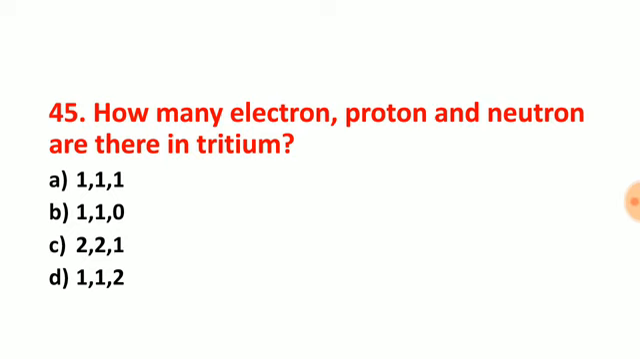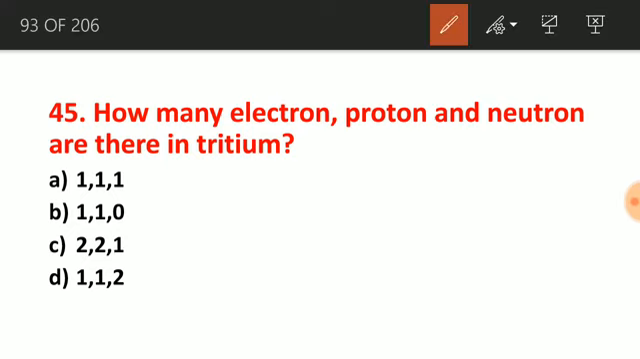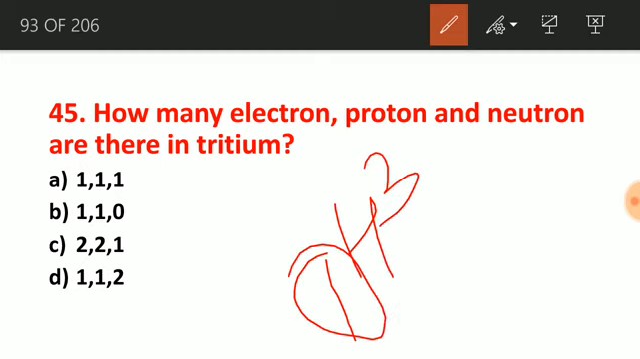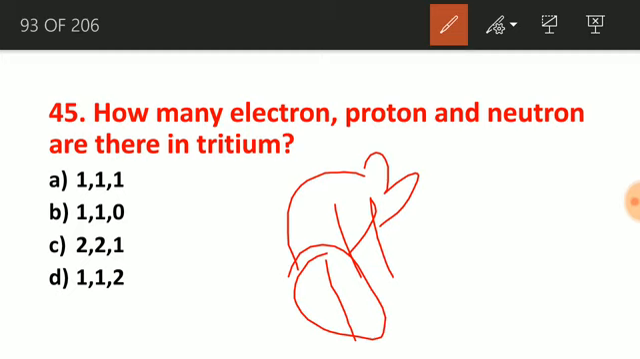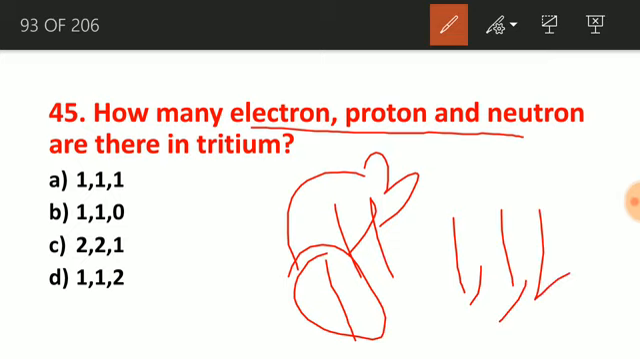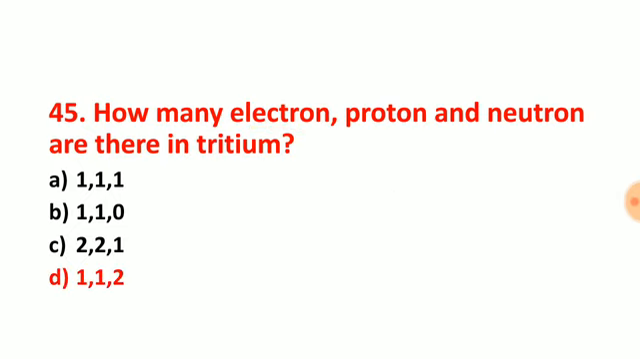How many electrons, protons and neutrons are there in tritium? In tritium our symbol is 1H3, so proton should be 1, neutron should be 2 and electron should be 1. I don't think this is in the option choices here. So electron, proton and neutron: the electron is 1. This is changed here in this question. Electron is 1, proton is also 1 and neutron is 2. Yes, that is in option choice D. So option choice D is the correct answer.